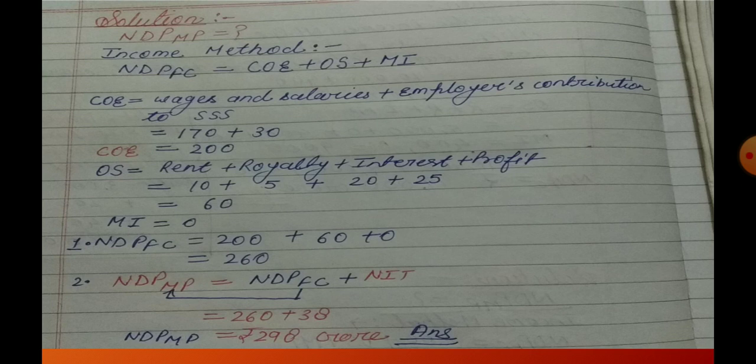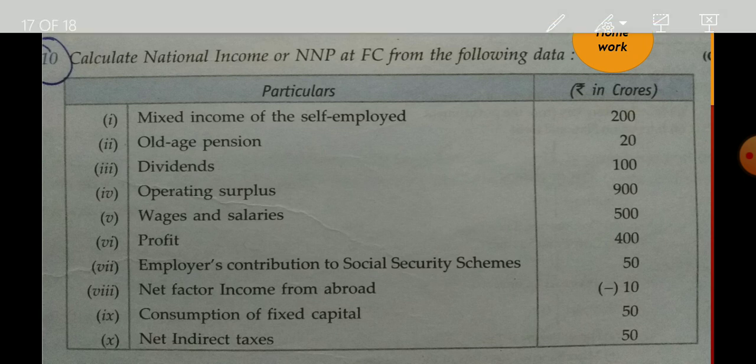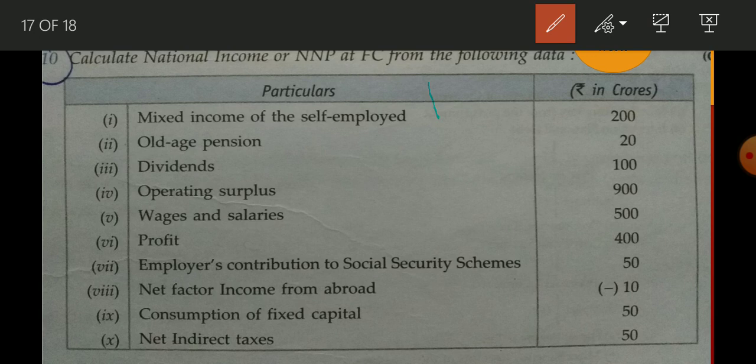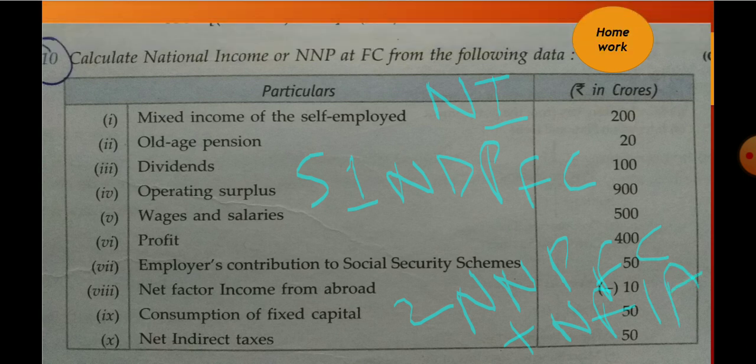Now it is your homework. In this question you have to calculate NNP FC, meaning you have to calculate national income. So in the first step, you calculate NDP FC. After that, in the second step, you will calculate NNP FC, and for that you have to add NFIA. Okay, so attempt this question.